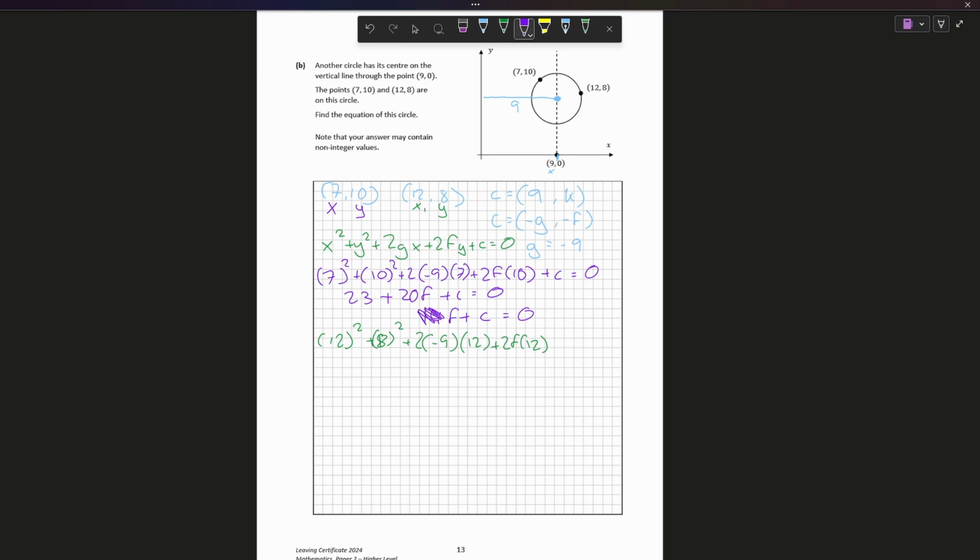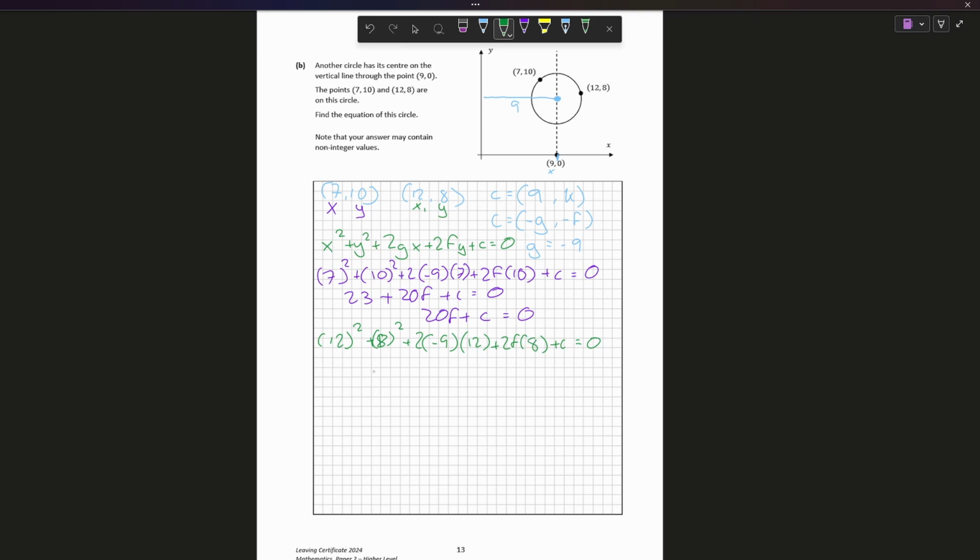Same thing, and then I'll just do same thing here. 20f. Okay, same thing. Now, let's do this bit. So again, plus c equals 0. Oh, and this is not 12. This is 8. If this would like to rub out 8. There we go. Okay, let's take a look now.